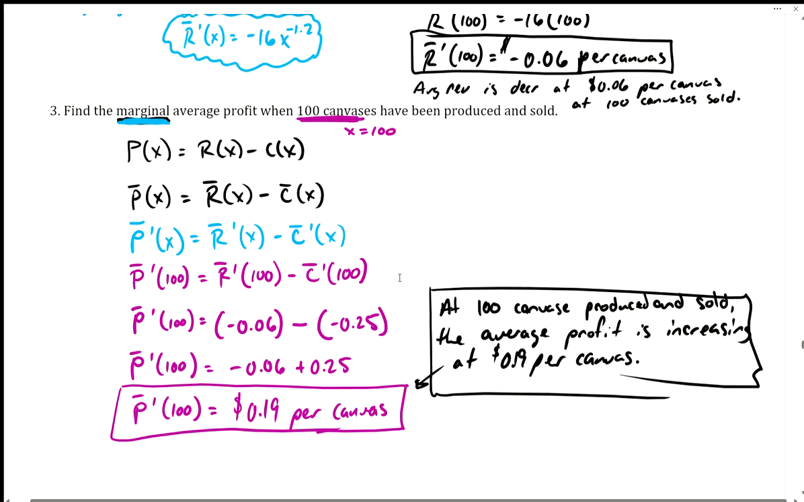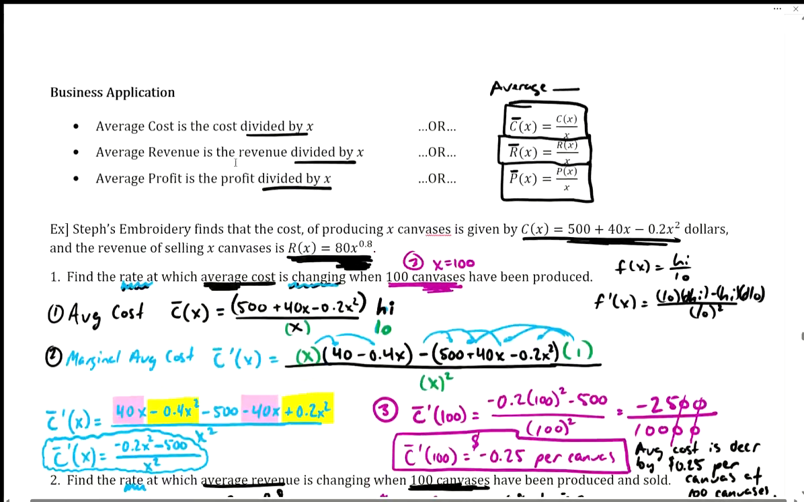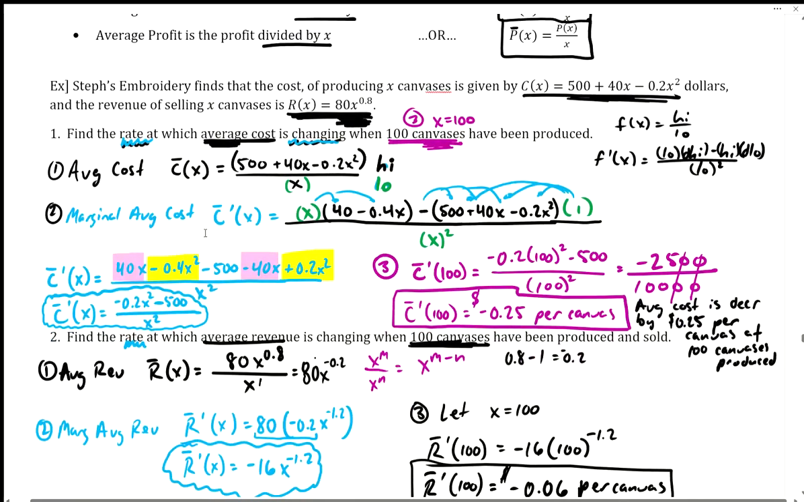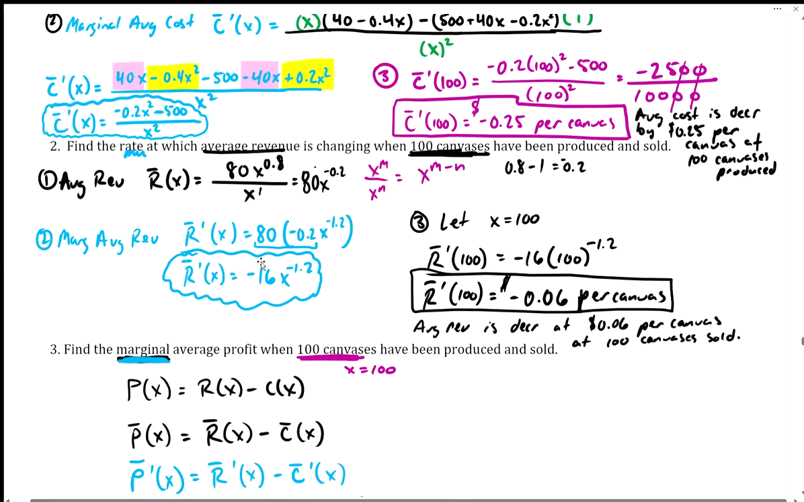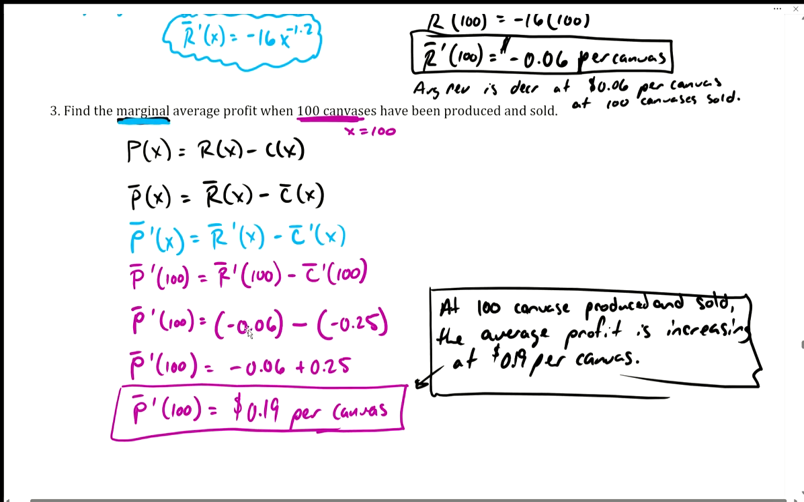Okay, so breaking it down. Again, whenever they say average cost, average revenue, average profit, you're taking those main functions and just dividing by x. Sometimes you can do the quotient rule. Sometimes you can simplify beforehand. And then sometimes you don't even need to find a full derivative because maybe you already had the information.